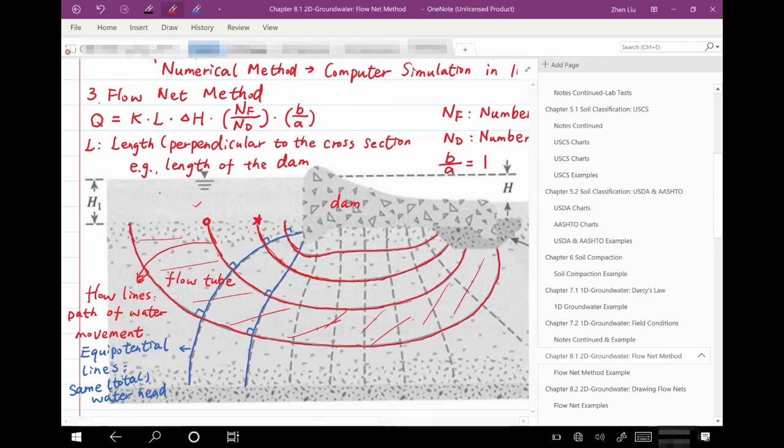So between flow lines, we have a flow tube. And what about between equal potential lines? For example, we are moving from this equal potential line to the next equal potential line. What do we have? We have something called a drop, or an equal potential drop. So this is a drop.